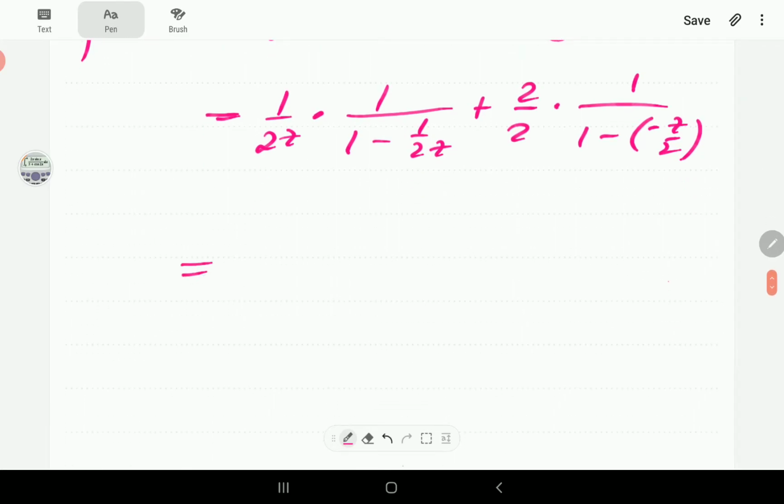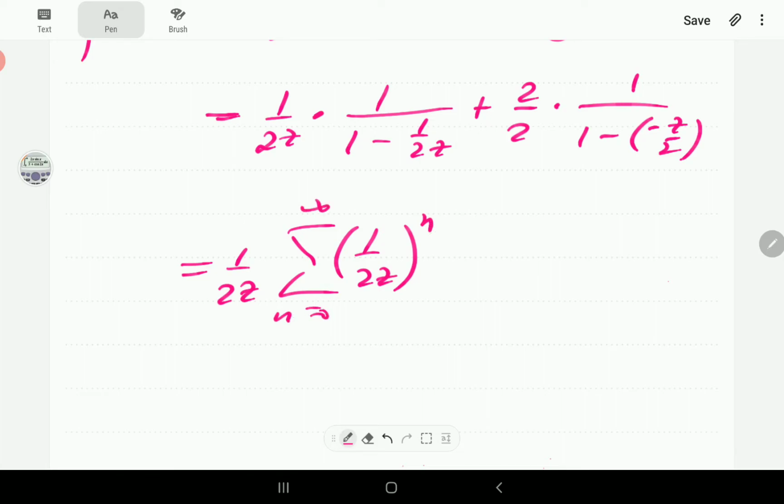Then the first term is going to be 1 over 2z times the summation of 1 over 2z to the power n. The second one, this works out to 1, so it's just going to be the summation of negative z over 2 to the power n.